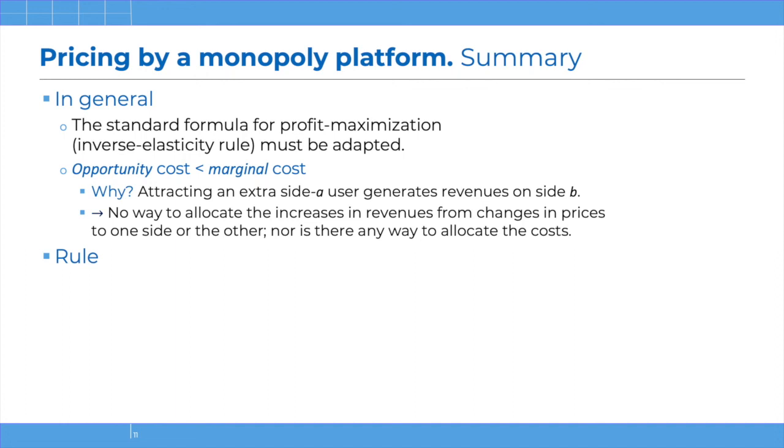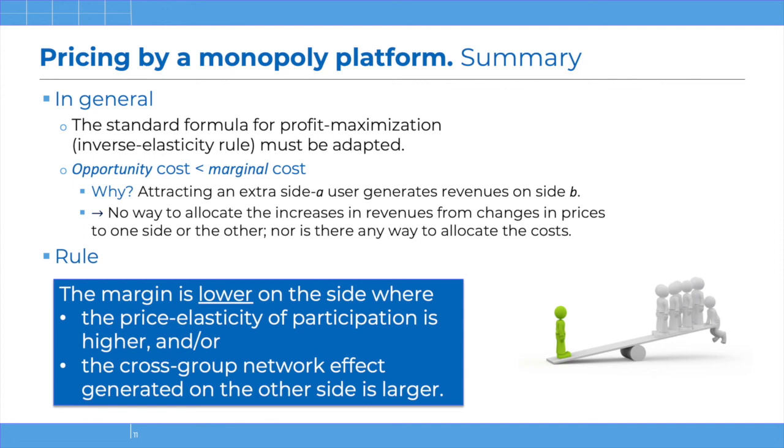Now if you compare the prices you need to set on the two sides, here is a general rule. You're going to set a lower price, so have a lower margin, potentially negative, on the side where the price elasticity of participation is higher, and this is what you would have in any market, and this is new, you're going to set the lower margin on the side where the cross-group network effect generated on the other side is larger. So what does that mean? It means that you want to lower the price more for a group that exerts a large attraction power on the other group.